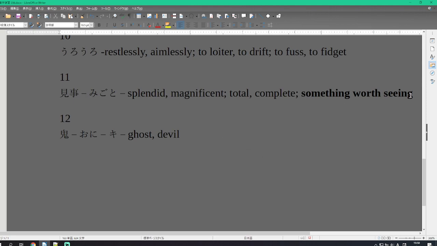So usually this is referring to some event or something that someone did. Omigoto, like that was a great job, magnificent or splendid. But it also means literally something worth seeing, a sight-worthy event. Migoto is splendid, magnificent, or a sight-worthy event.